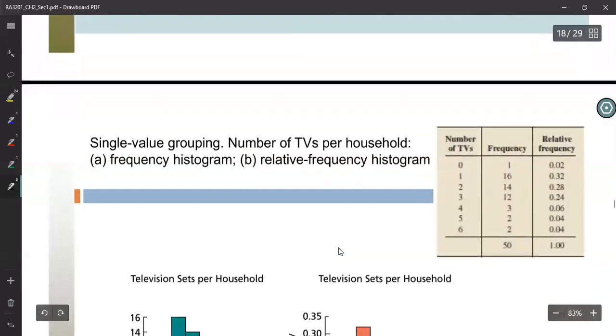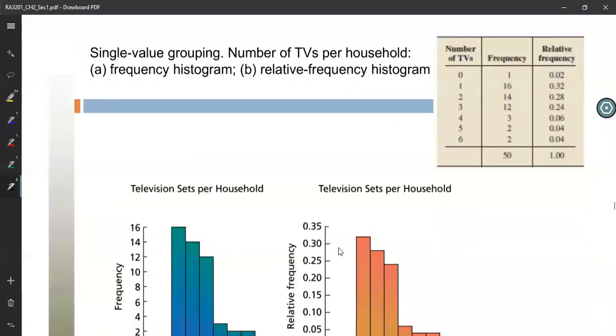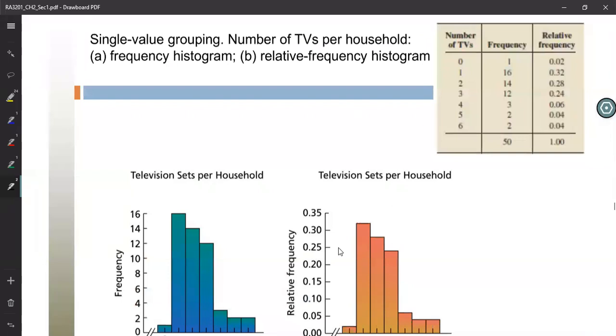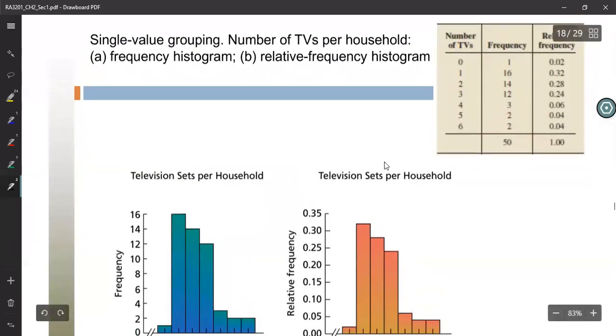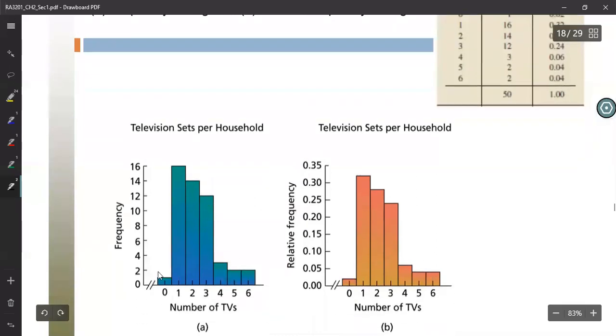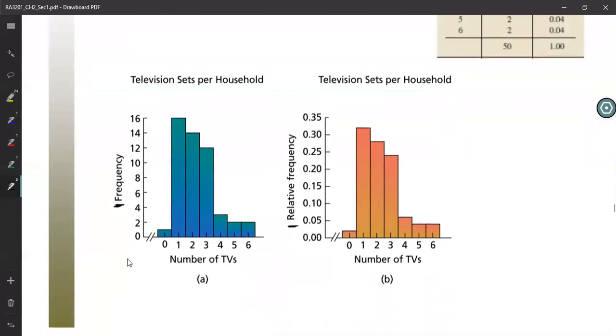Okay, let's start with the number of TV sets. So you can see the histogram drawn for the number of TV sets. The values are from 0 to 6, and you see the frequency and the relative frequency. You see the two graphs. The first one is for the frequency. The next one is for the relative frequency. Either way, you have the same graph. It doesn't matter, right? So it's up to you whether you use frequency or relative frequency. At the end, you get the same pattern.